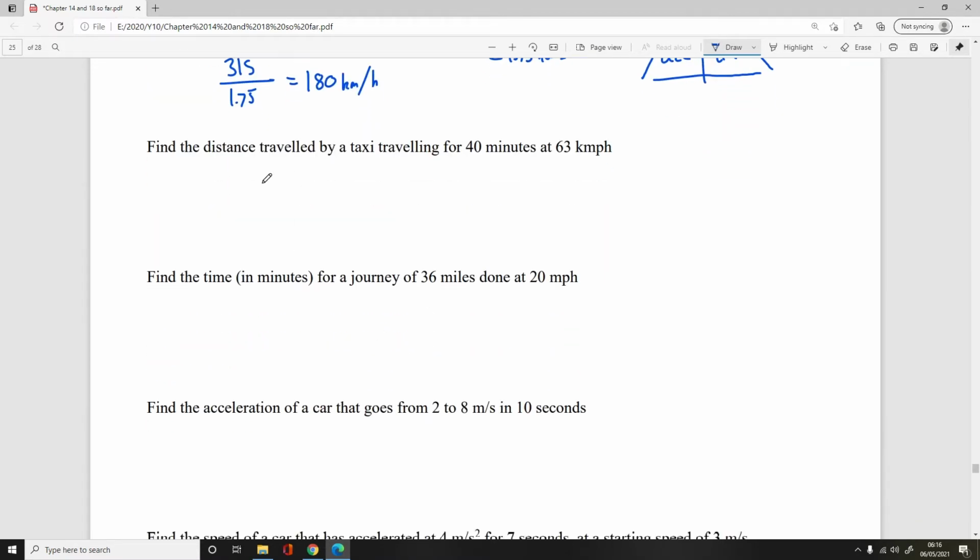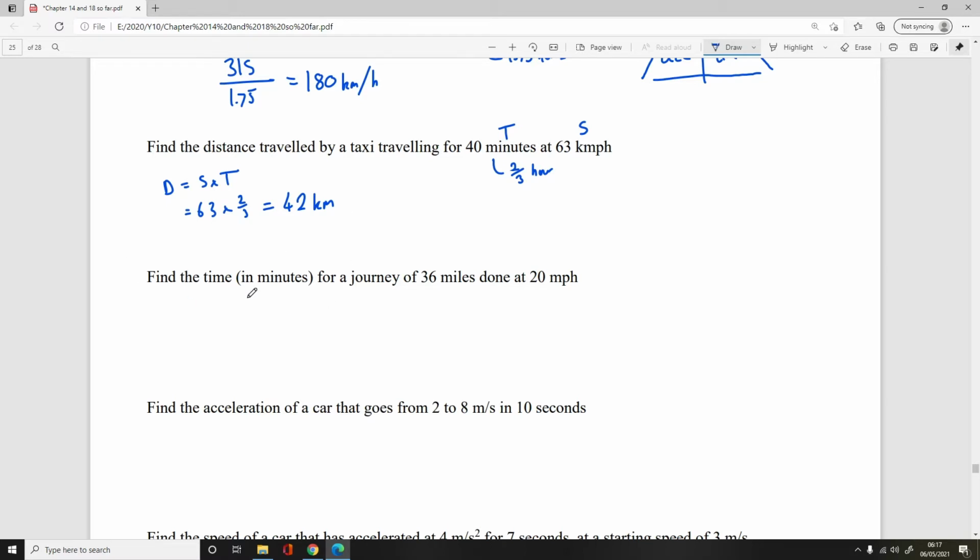So, next one. We've got a distance, we've got a time, and we've got a speed. The time, we want to, again, change this to fractions of an hour. This is 40 out of 60, or we could say this is 2/3 of an hour, and this unit doesn't need changing, kilometers per hour. Distance is equal to speed times time, according to our triangle. So that's going to be 63 times 2/3 gives us 42 kilometers.